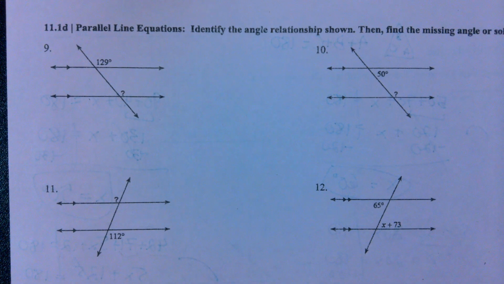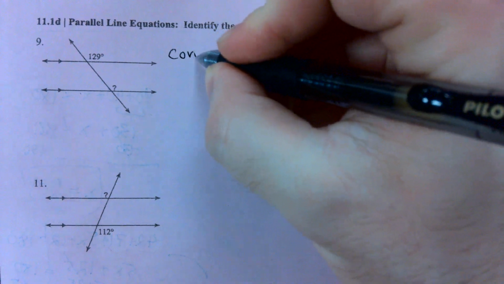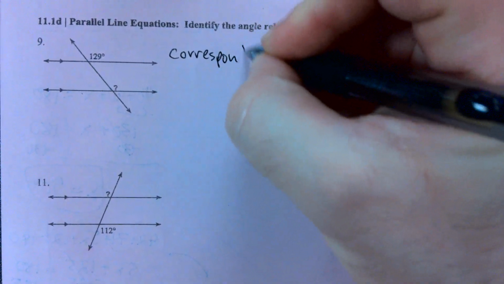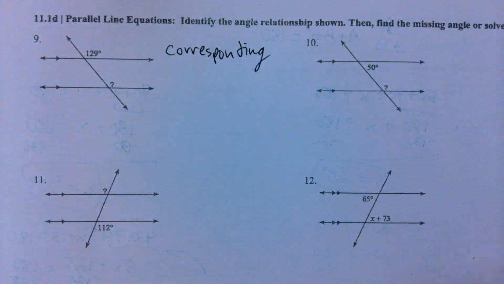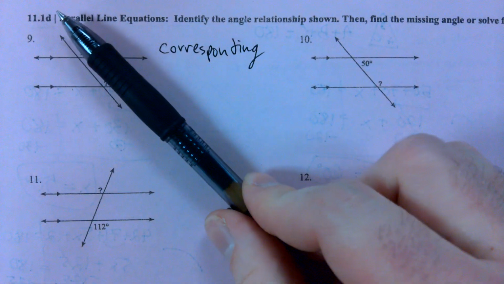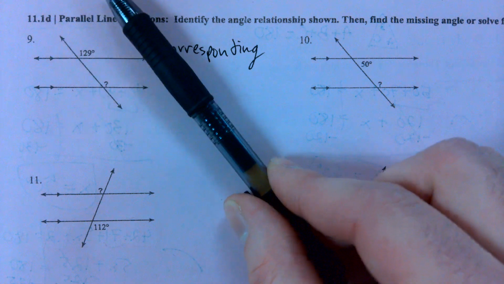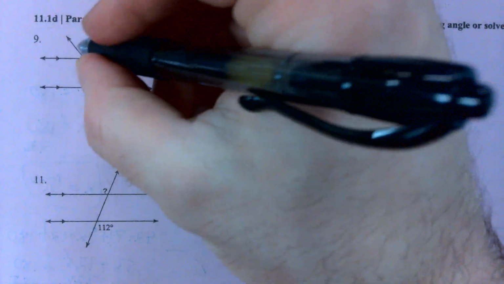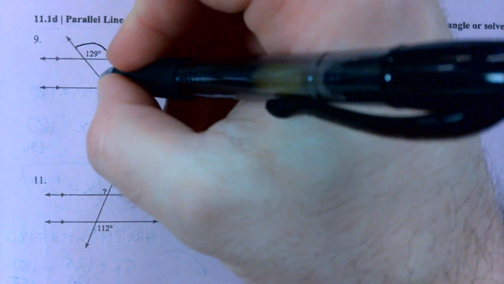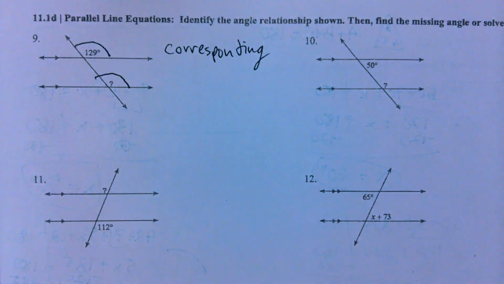In number 9, what is the relationship that we have? Corresponding. We know this because they're on the same side of the transversal. They're both above the transversal or to the right of the transversal. But one angle's on the exterior and one angle's on the interior. That right there is the definition of corresponding angles.